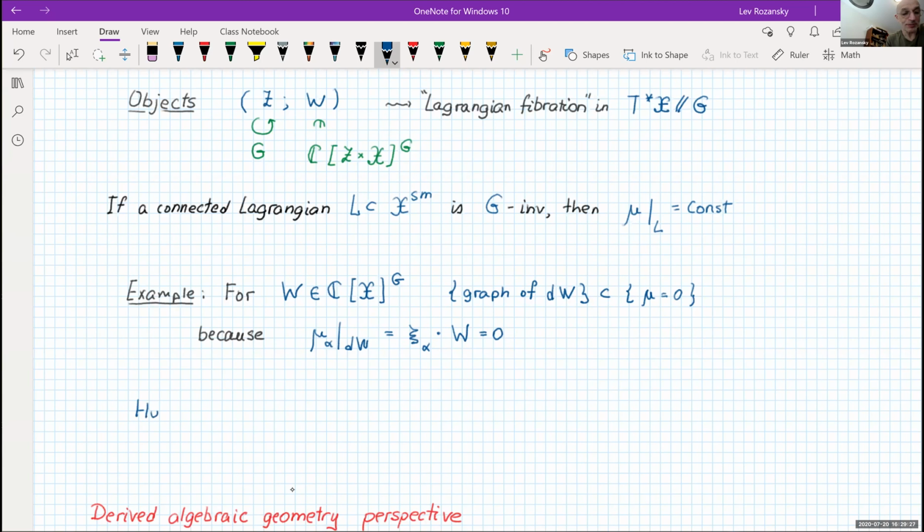So home between objects Z1, W1, and Z2, W2 will now be the category of G-equivariant matrix factorizations over Z1 cross Z2 cross X of W2 minus W1. So on the face of it, at least, it's not bad.